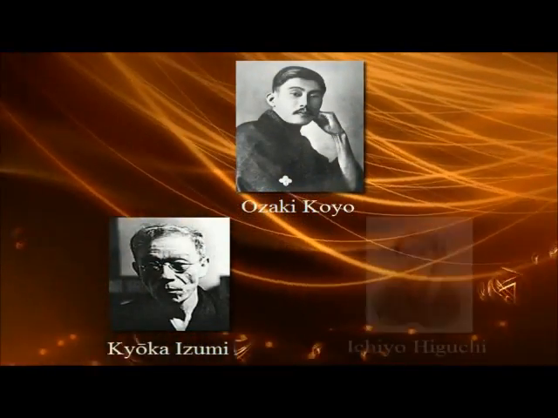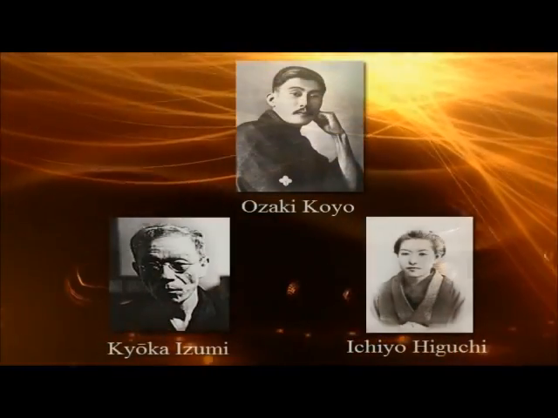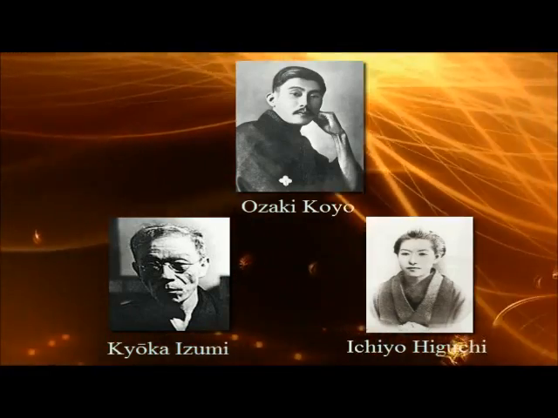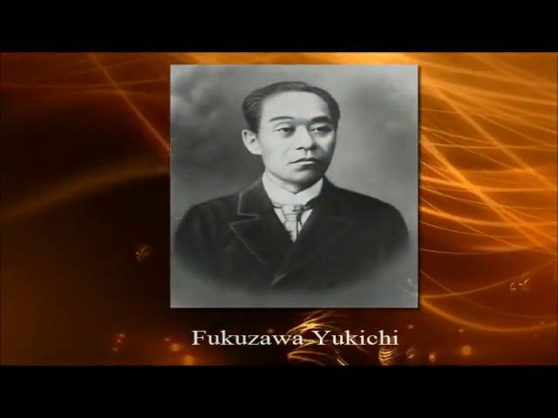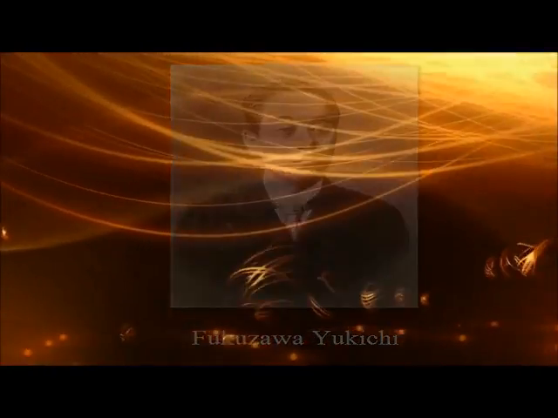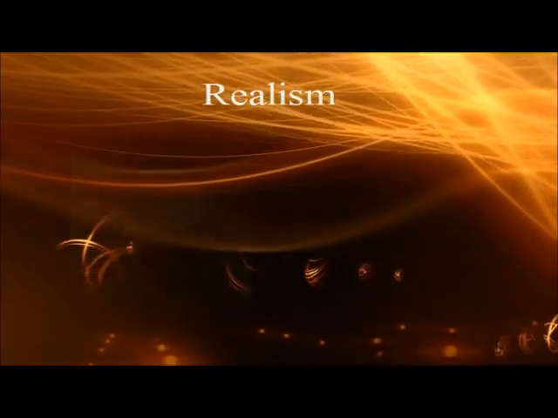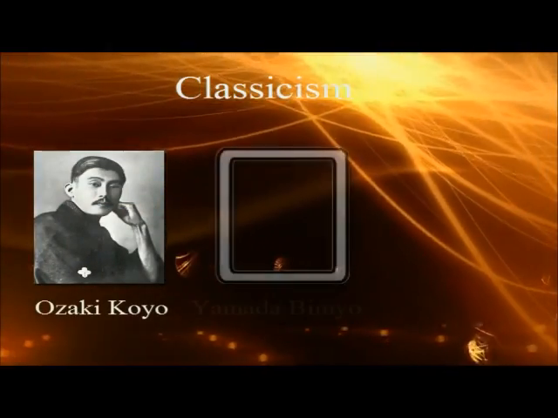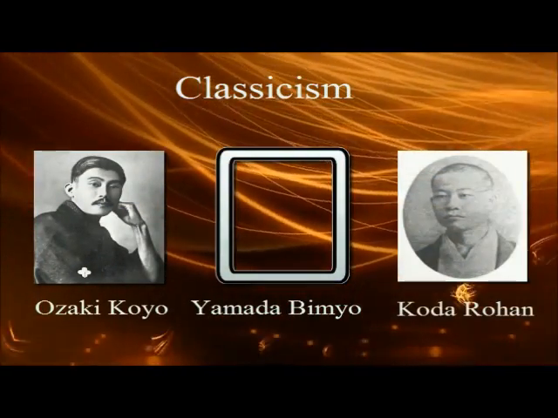Ozaki Koyo, Kyoka Izumi and Ichiyo Higuchi represent a strain of writers whose style harkens back to early modern Japanese literature. In the early Meiji period, 1868 to the 1880s, Fukuzawa Yukichi authored Enlightenment literature, while pre-modern popular books depicted the quickly changing country. Realism was brought in by Tsubouchi Shoyo and Futabatei Shimei in the mid-Meiji, late 1880s and early 1890s, while the classicism of Ozaki Koyo, Yamada Bimyo and Koda Rohan gained popularity.